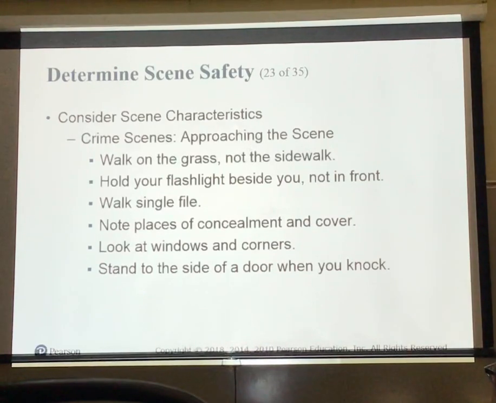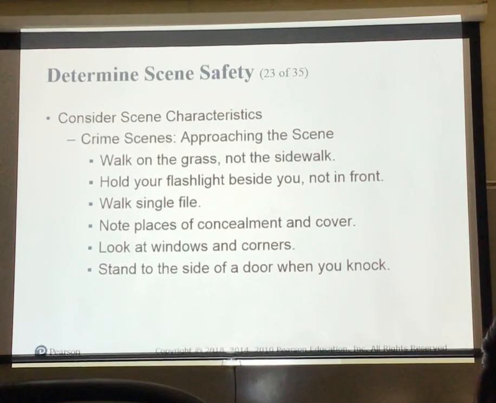As you approach the scene, note possible places of concealment and cover. Alright, do you go straight up and knock on the door and stand in front of the door? No, you stand to the side. Alright, take a moment to look at windows and corners. You need to take a longer look, change positions. Stand to the side of a door when you knock on it to avoid being a target for someone shooting.